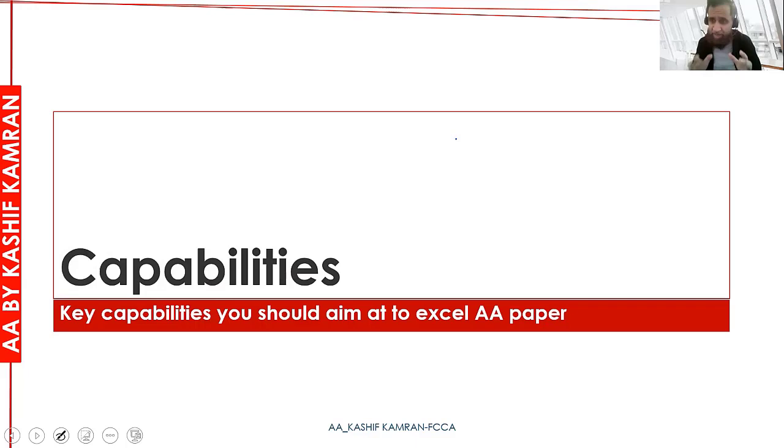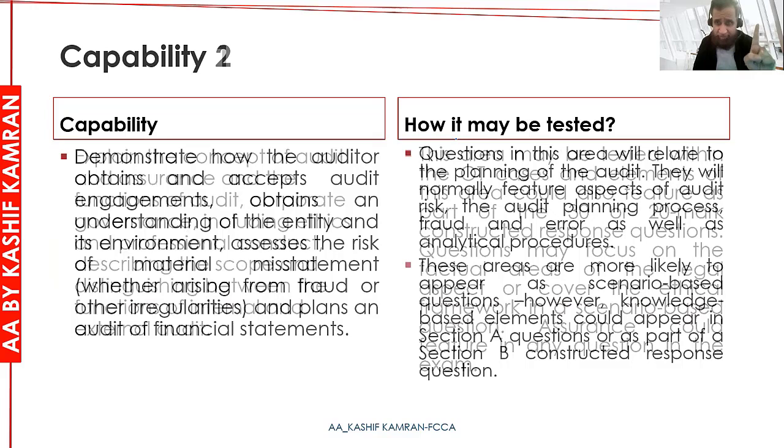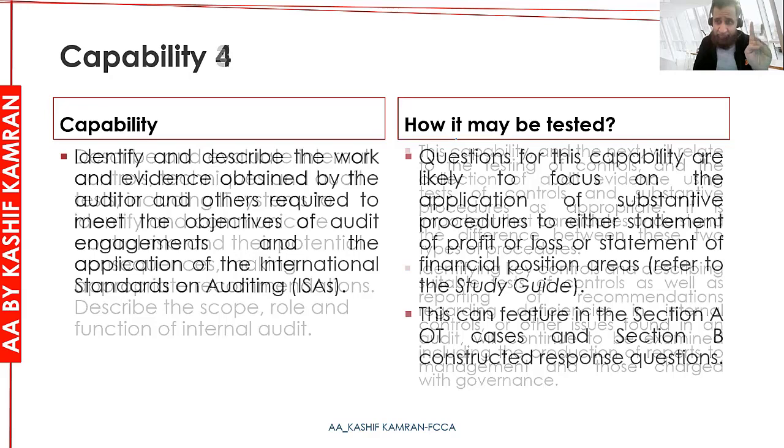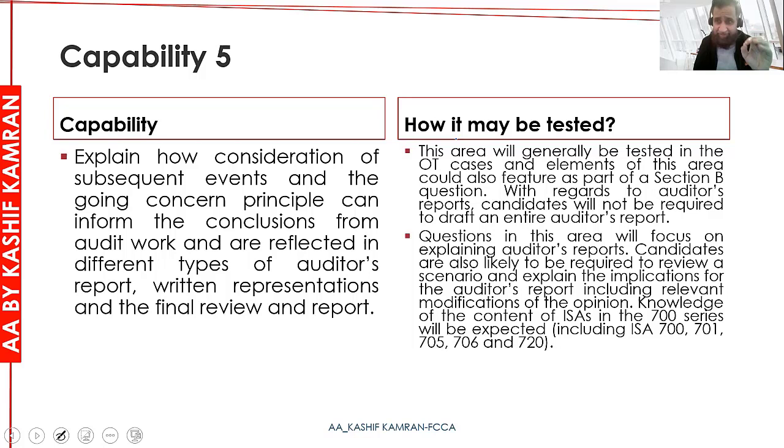So we'll do these capabilities whenever we start a certain syllabus area. So you can just go over the presentation, see capability 1. This is for syllabus area A. Capability 2, this is for syllabus area B. Capability 3, this is for syllabus area C. Capability 4, syllabus area D. And capability 5, syllabus area E. So every syllabus area has a capability.